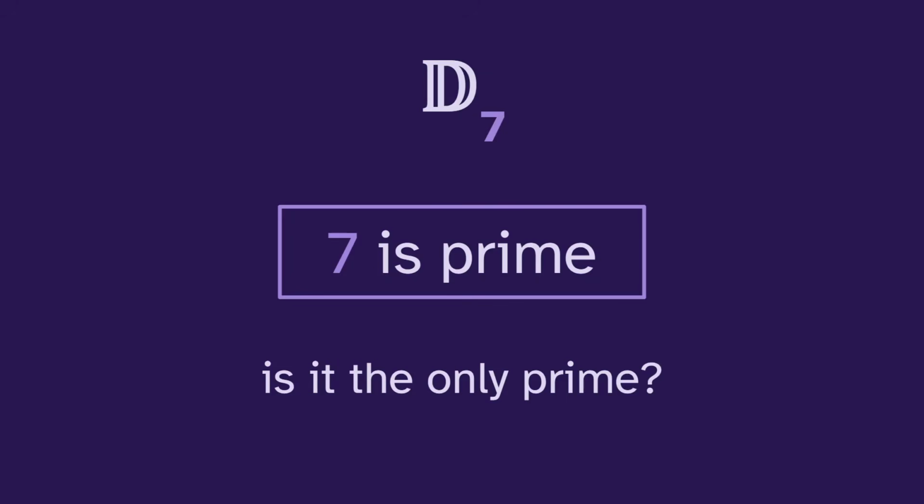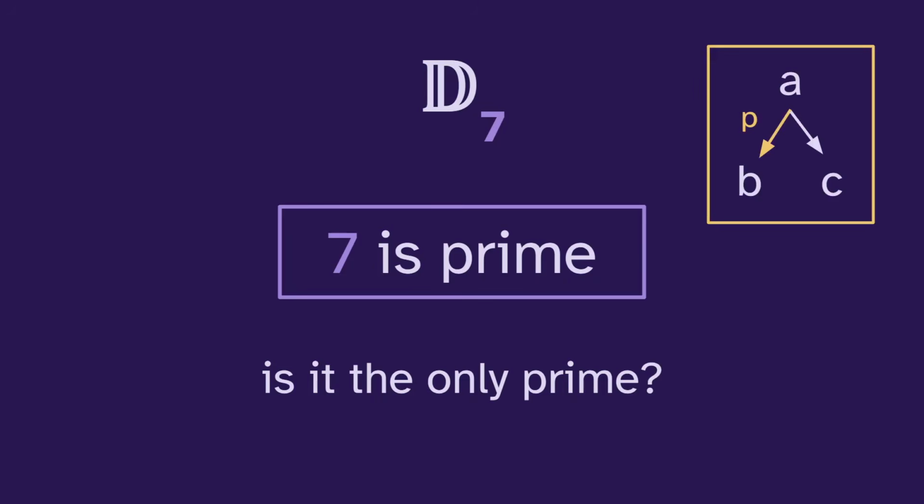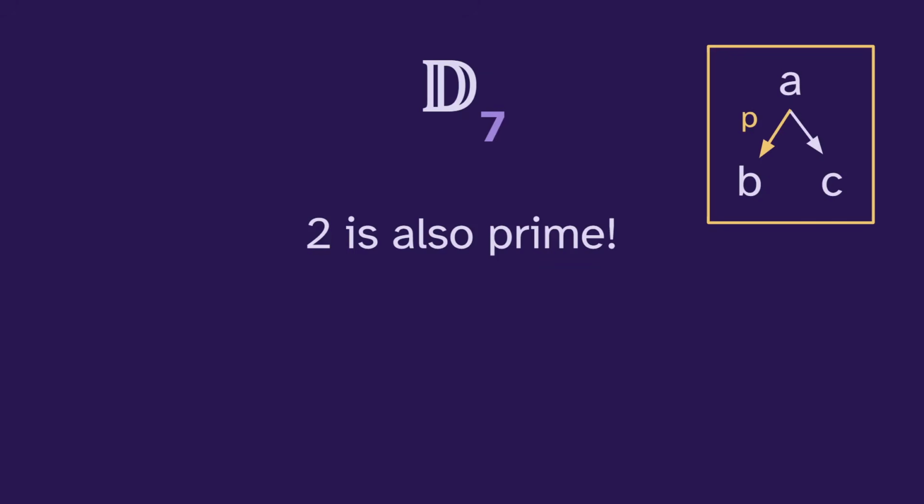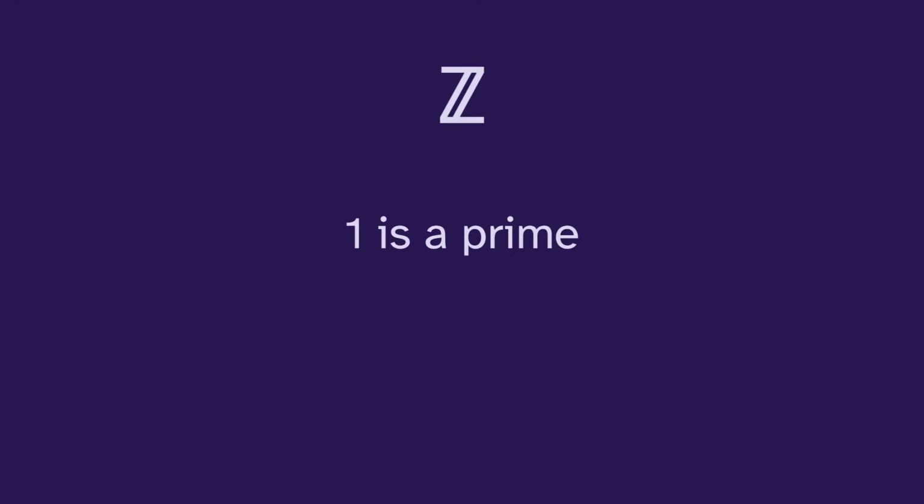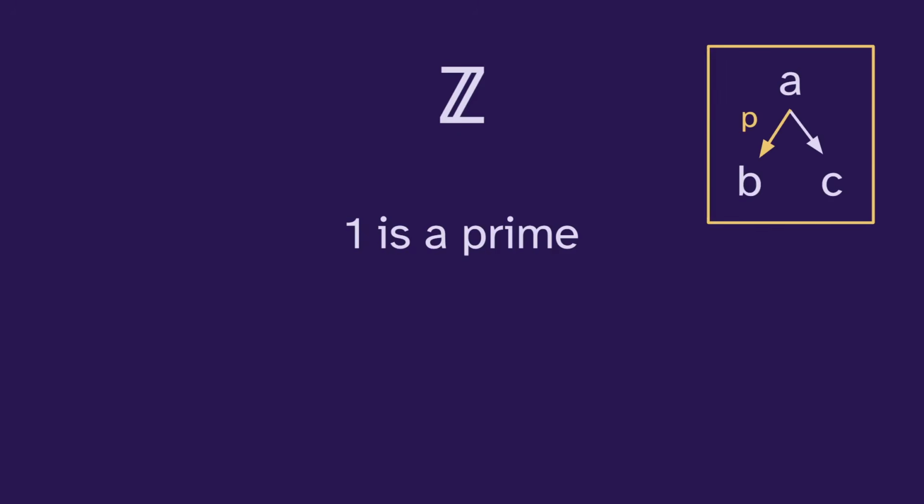So now we should ask, is it the only prime? That's the reason that we made D7. But using just this factoring definition, it's not. 2 is also prime. If 2 divides some a, then it will divide b and c because 2 divides everything, since we can put 2 in the denominator. So 2 follows the factorization rule, but that doesn't really mean much because 2 just divides everything anyway. This is like saying that 1 is a prime in the integers. It technically follows the rule, but only because it divides everything. So in this case, we make an exception.